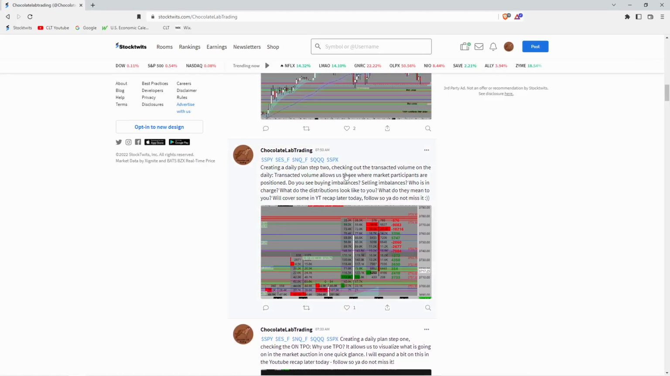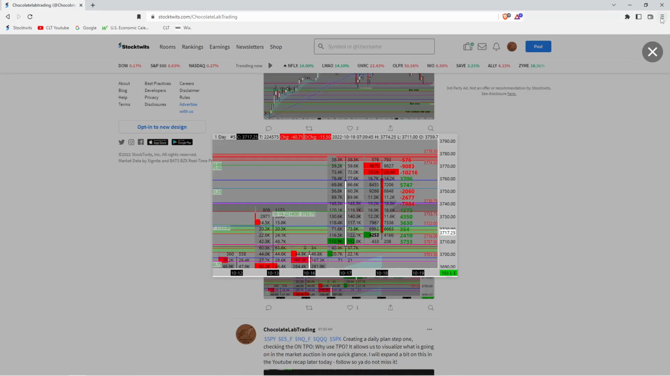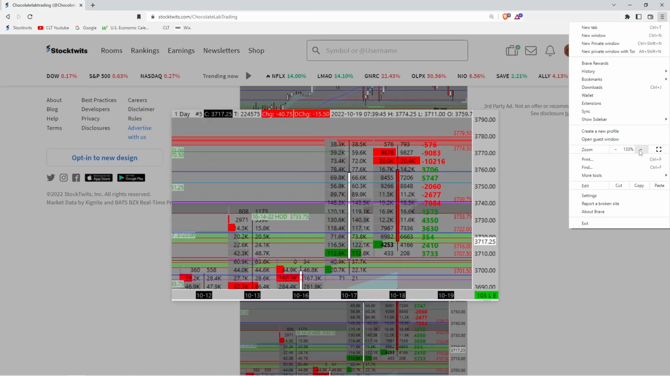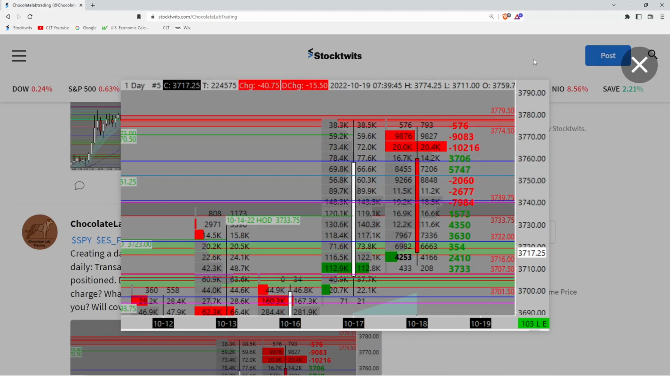Creating daily plan, step 2, checking out the transacted volume on the daily. Transacted volume allows us to see where market participants are positioned. Do you see buying imbalances, selling imbalances, who is in charge, what do the distributions look like to you, what do they mean to you? We'll cover some in recap, right? So we've spoken about a lot here on the YouTube volume distributions, right? We talk about P-shaped distributions, lowercase b-shaped distributions, capital D, and capital B. Those are the four main types of volume distributions. We've spoken about them all many, many times.